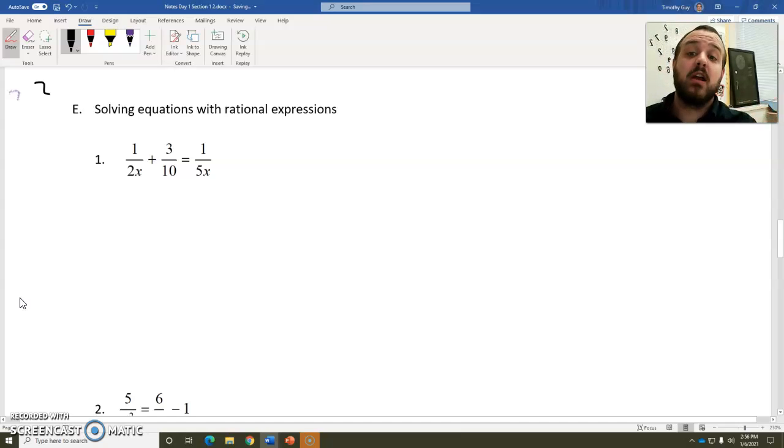So take a look at number one here. This is an equation that has rational expressions in it. We have 1 over 2x, we have 1 over 5x. The way we're going to solve this is by utilizing a technique called clearing out the denominator. Now, you guys actually know this technique. You probably used it last year.